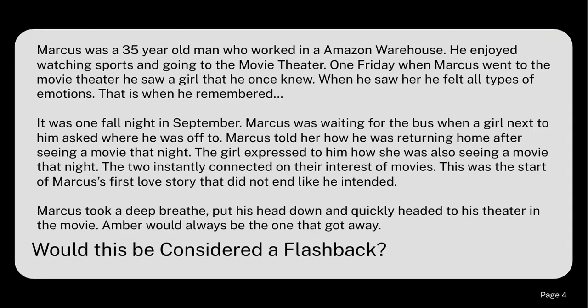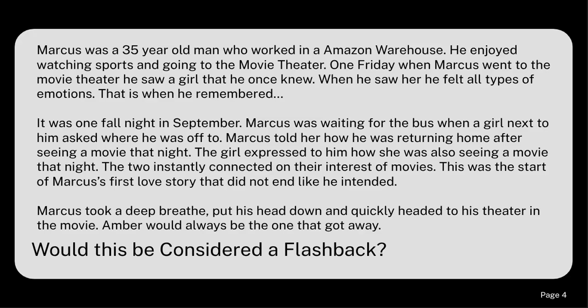So now we have, would this be considered a flashback? This was just a short story that I wrote, and I was just going to ask, would this be considered a flashback? Marcus was a 35-year-old man who worked in an Amazon warehouse. He enjoyed watching sports and going to the movie theater. One Friday when Marcus went to the movie theater, he saw a girl that he once knew. When he saw her, he felt all types of emotions, and that is when he remembered.